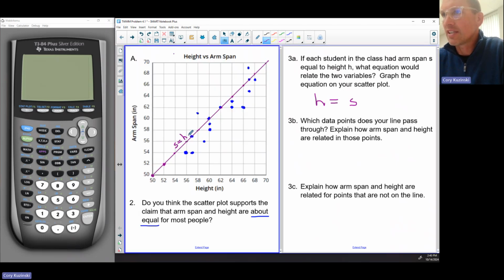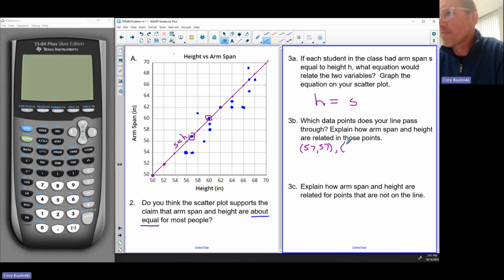I see this one, which is 57, 57. I see this one, which is 60, 60. And I see one more, which is this one right here. That's at 62, 62.